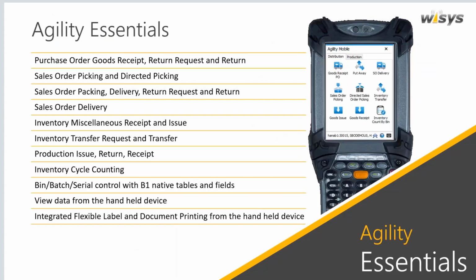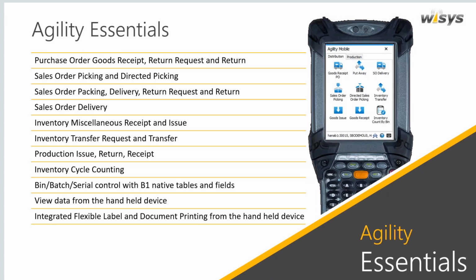We have a few different products. Like I mentioned, we're going to go over the Agility Essentials product, which are really all the standard transactions in Business One. And I have a list of them up here on the screen. One thing to note is that we integrate directly with the Business One tables. So we don't have separate tables for our application. We use the Business One tables.